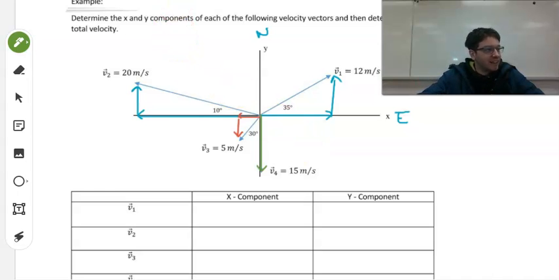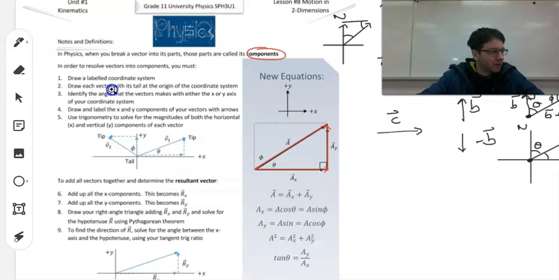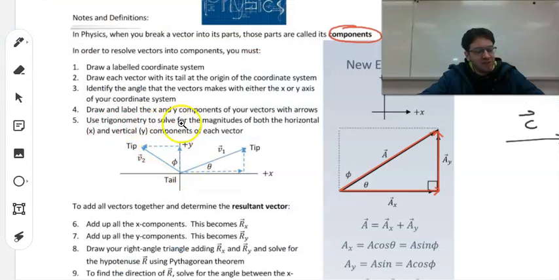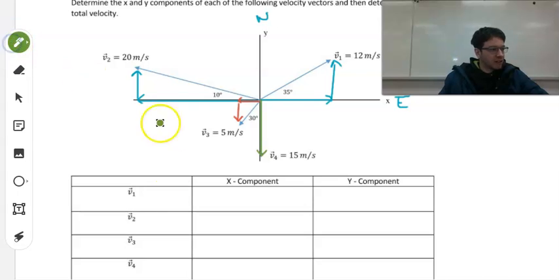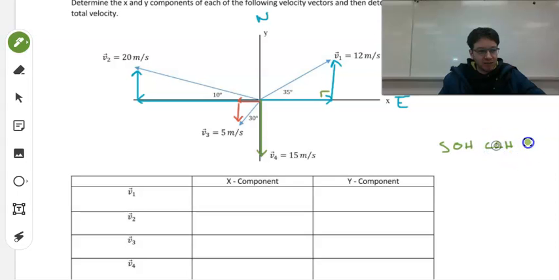All right, next step. Use trigonometry to solve for the magnitudes of those components. So how are we going to do that? Let's look at V1. Now this is a right-angled triangle, and we know the hypotenuse and this angle. So what we're going to use is our trig ratios, SOHCAHTOA, to figure out what our x component is and our y component.